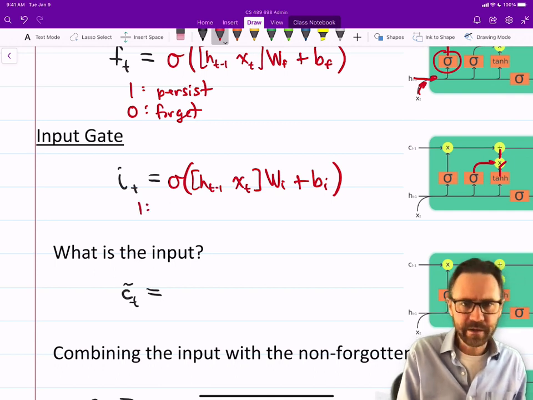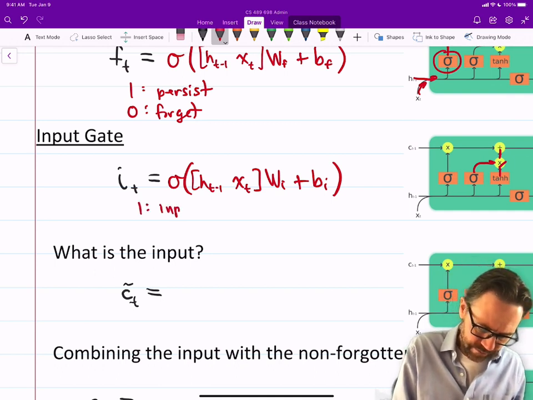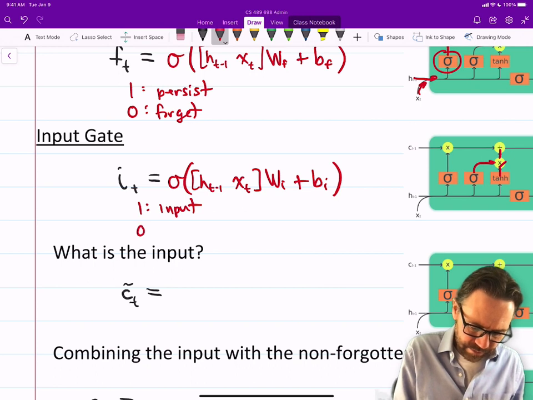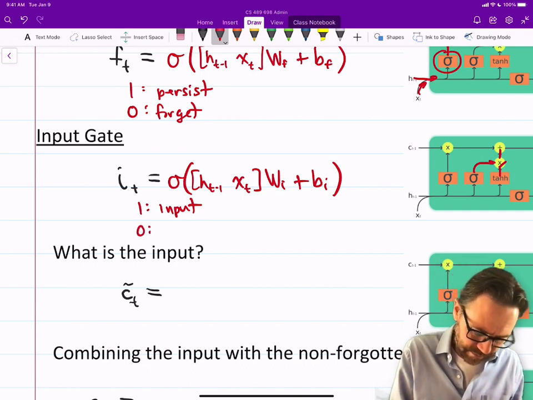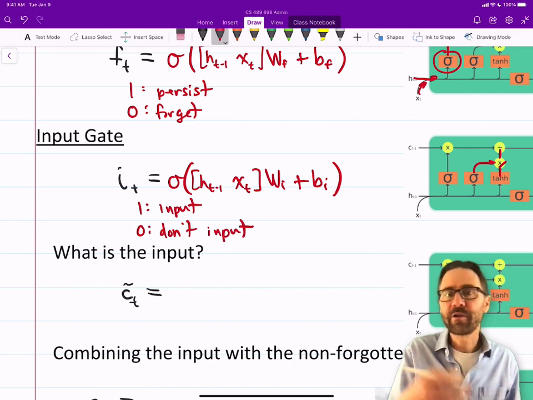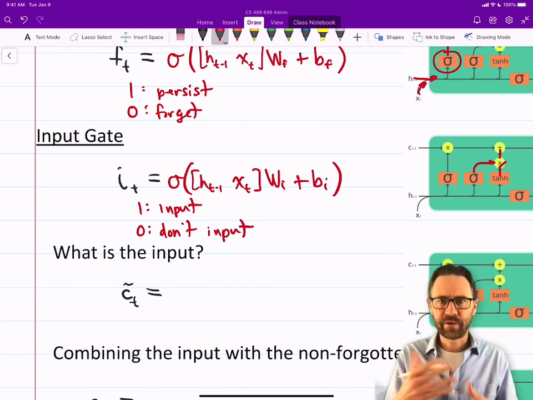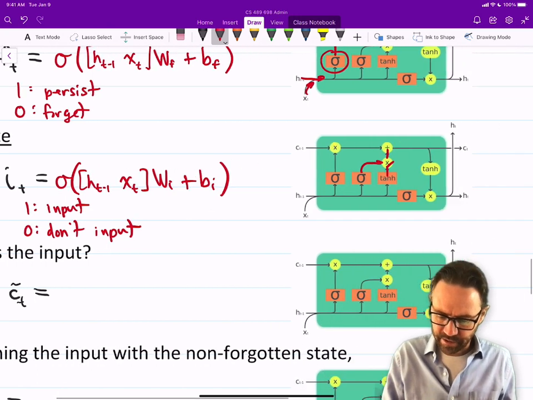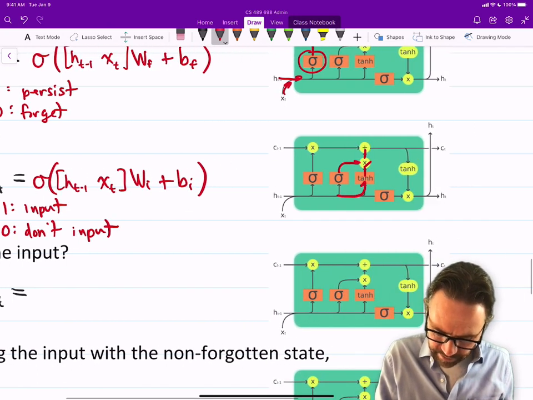So if it equals 1, that means input. If it equals 0, that means don't input. That means we're not going to increment the internal state with whatever's traveling along this path.